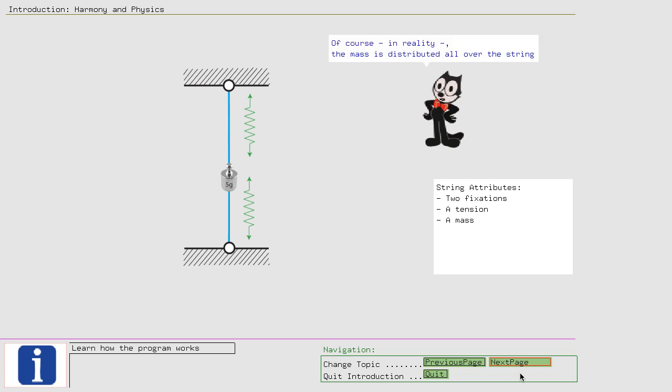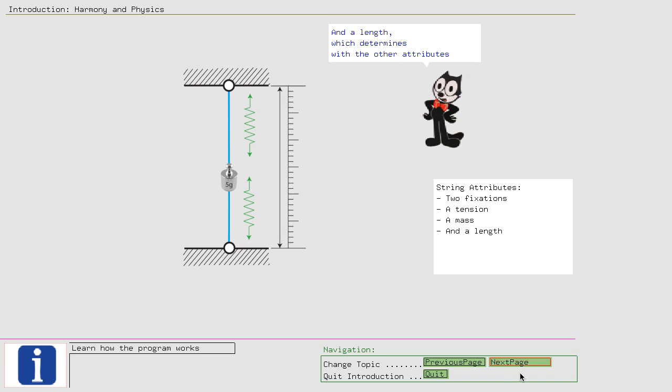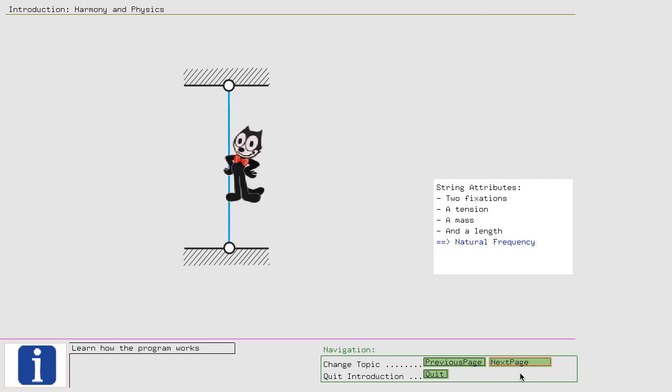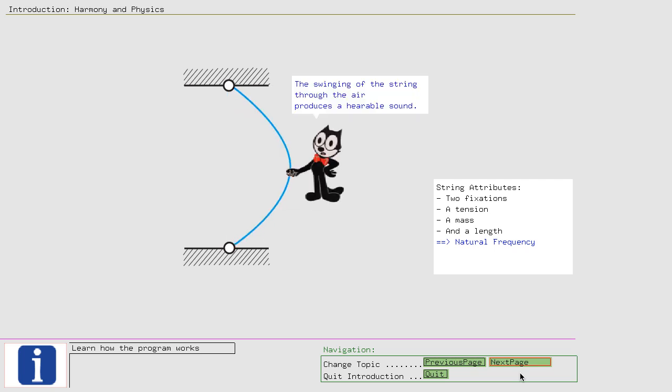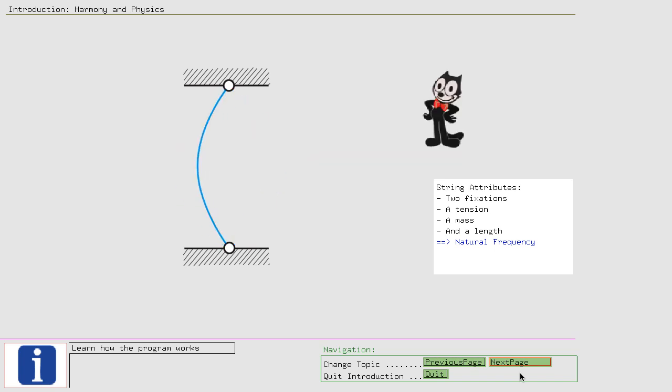Of course, in reality, the mass is distributed all over the string. And a length, which determines with the other attributes the natural frequency or fundamental pitch of the string. The swinging of the string through the air produces a hearable sound. Since the string is elastic and fixed only at the 2 ends, the string has the freedom of form.